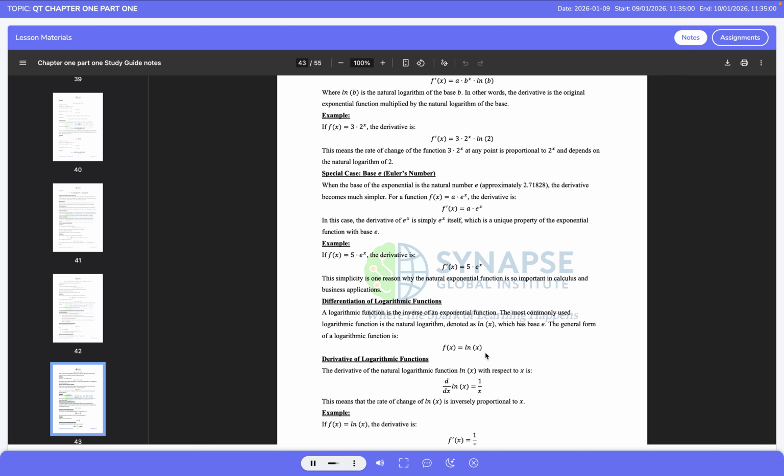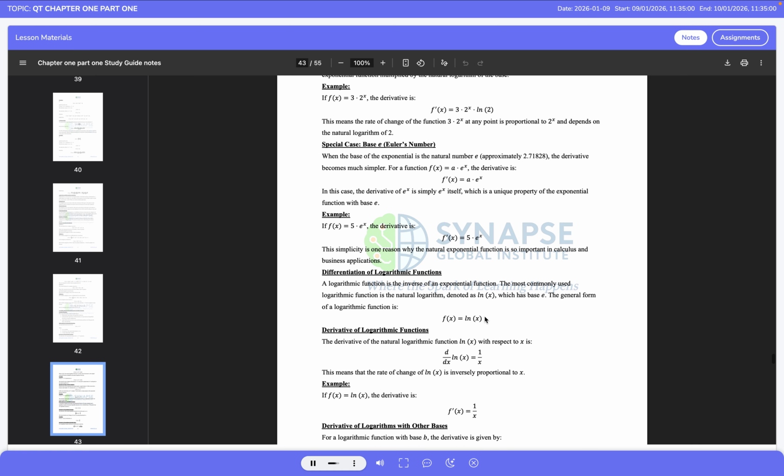In words, the derivative of a multiplied by e raised to the power x is the same as the original function. This unique property is why exponential functions with base e are used so widely in calculus, finance, and economics, particularly in continuous growth and decay models.